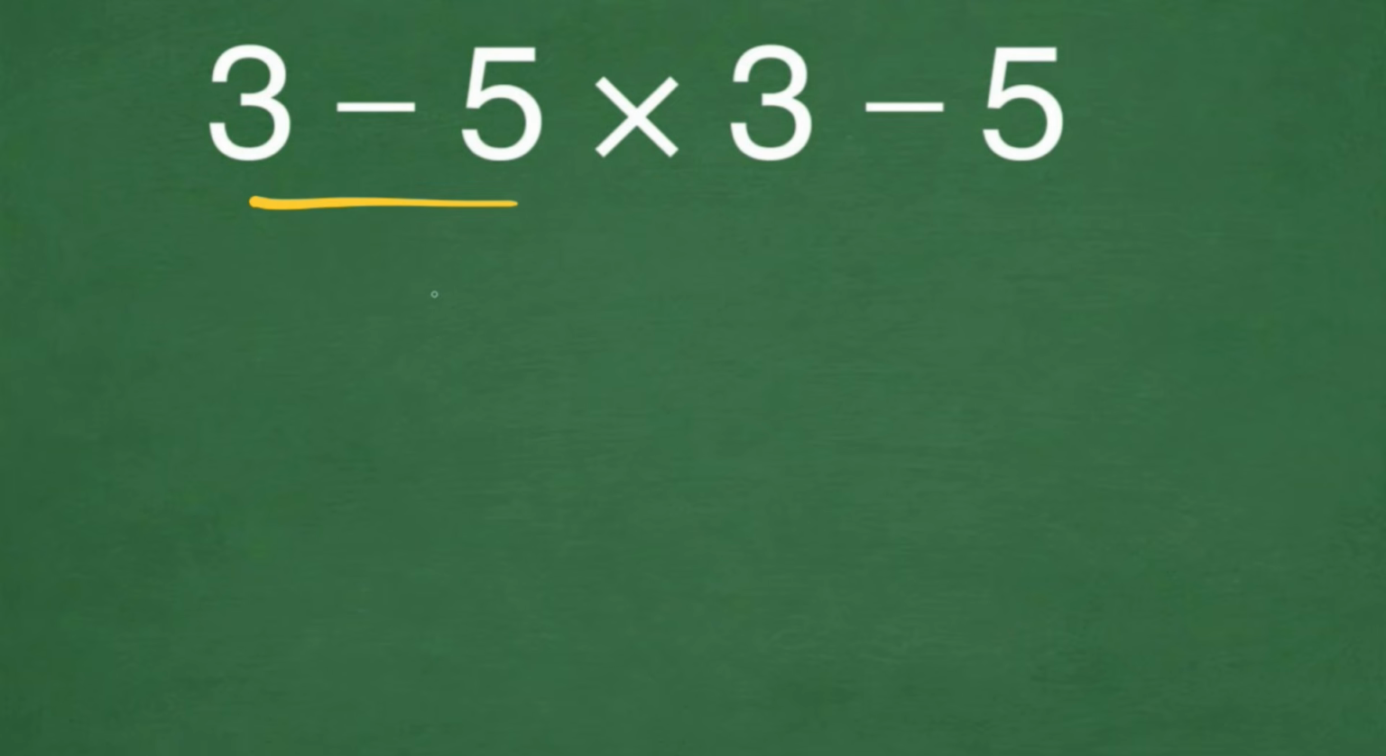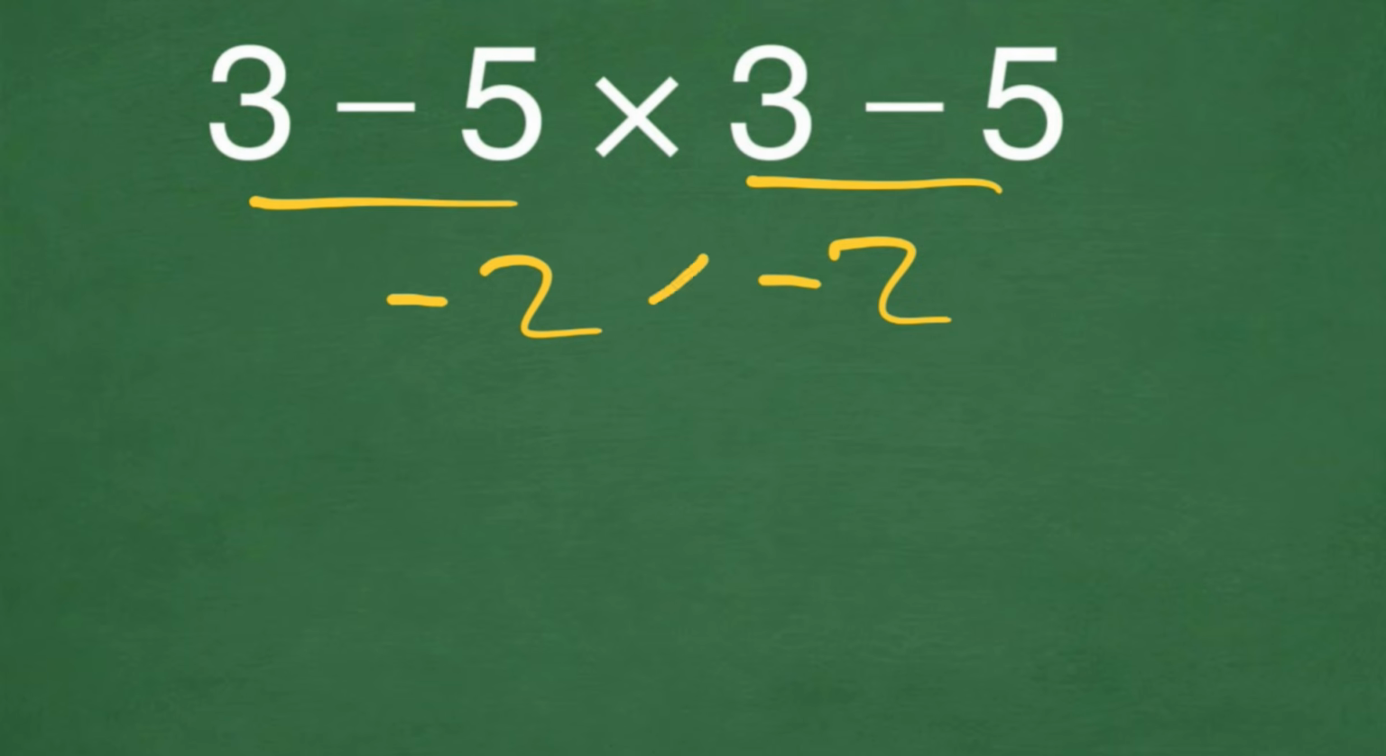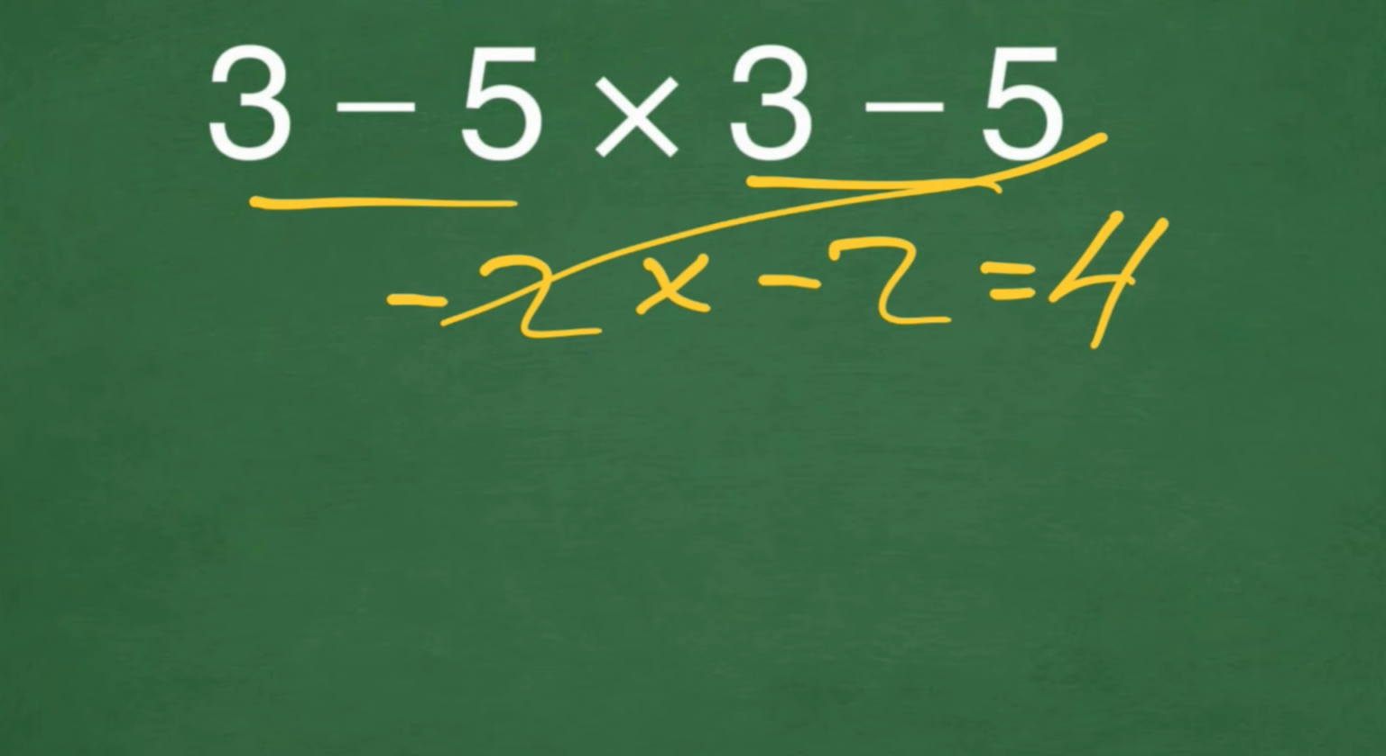3 minus 5 gives us negative 2. And again, here we have 3 minus 5, which again gives us negative 2. And negative 2 times negative 2 is equal to 4, because negative times negative is positive, and 2 times 2 is 4. But this answer is not correct.